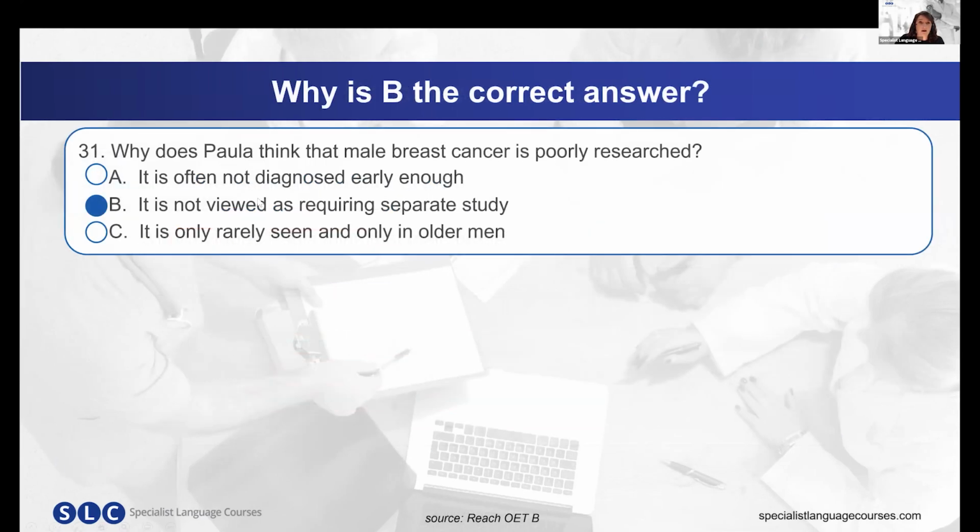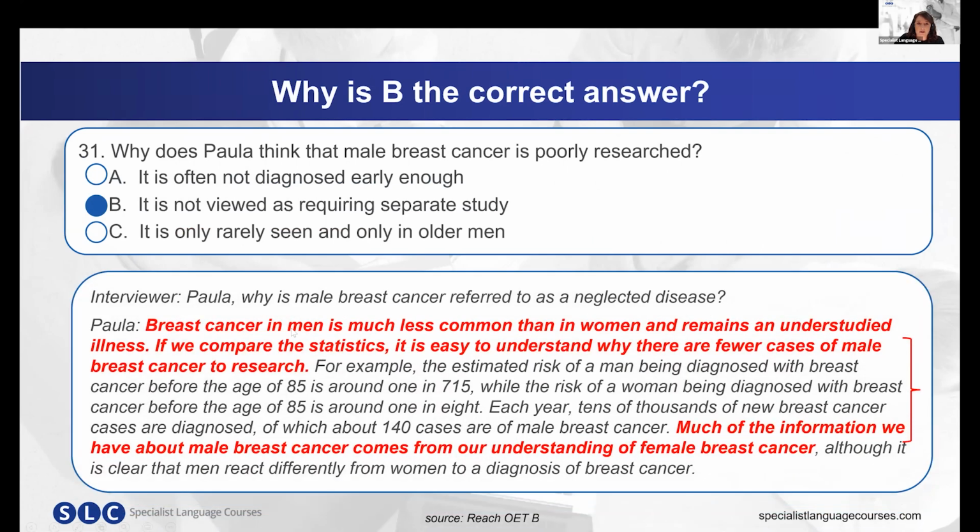So our correct answer is B. It is not viewed as requiring separate study. So let's have a look at why. So notice we're looking at the section in red here. One thing to notice immediately is that it's not just one sentence. We're looking at the first part and the last part. That is important here. So we check here.